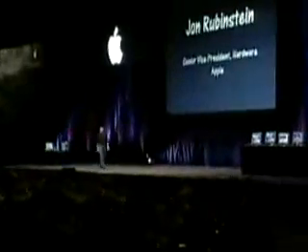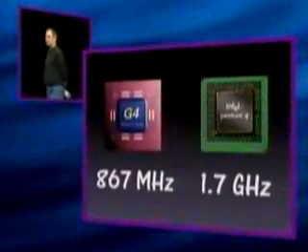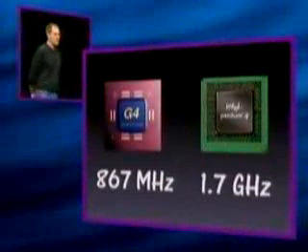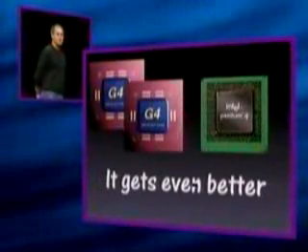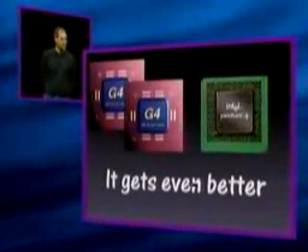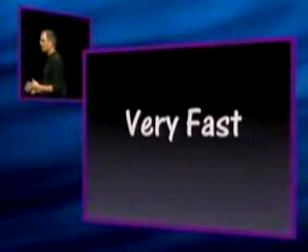Thank you, John. So, again, the megahertz myth. An 867 megahertz G4 can be as fast or even faster than a 1.7 gigahertz Pentium 4, and it gets even better when you add 2 G4s in the multiprocessor model. So these things are very, very fast.